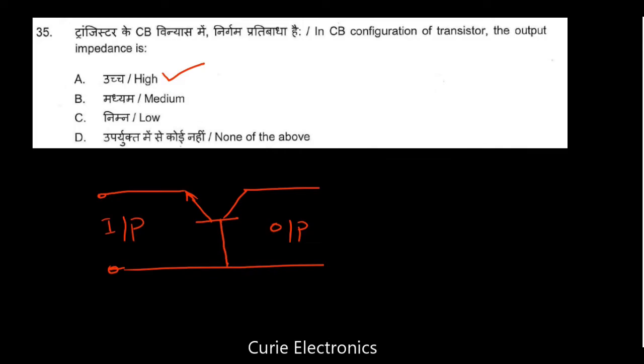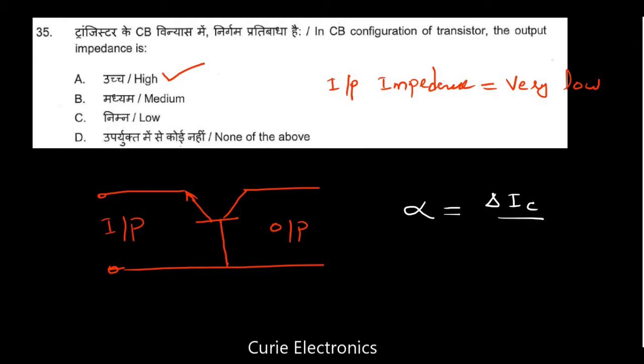What about input impedance? Input impedance is very low. Also, what is the gain of a common base configuration? That is alpha equal to delta IC upon delta IE. This value is always close to 0.98 or 0.99, like that. Okay, let's move to the next question.